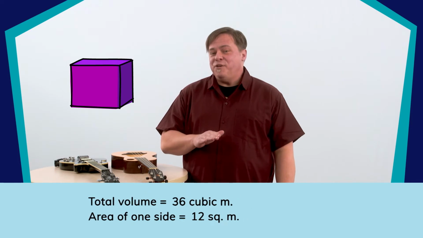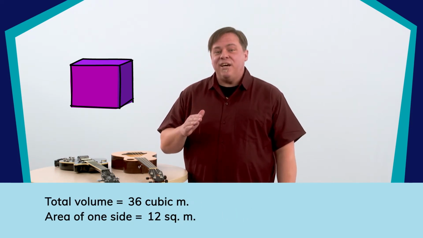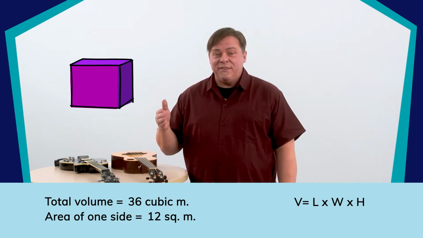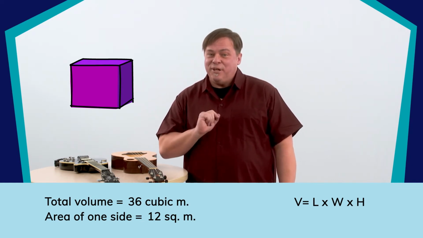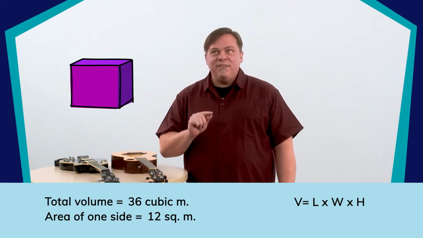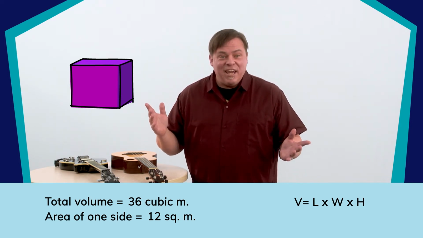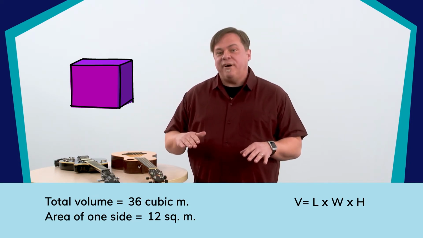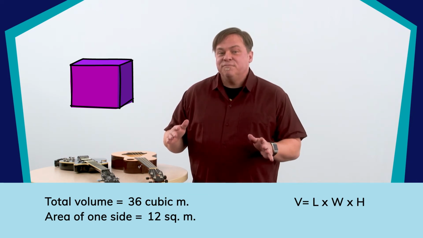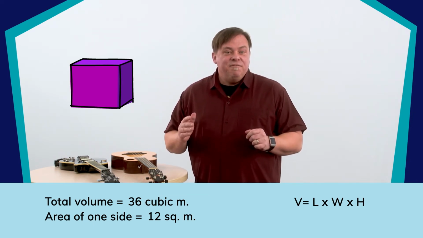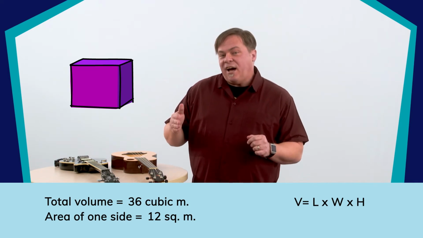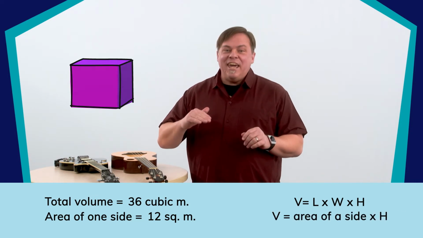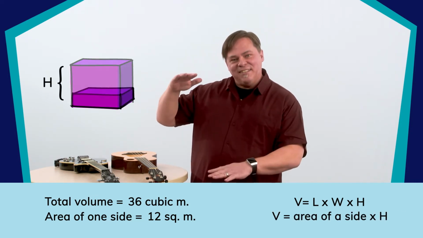When we look at our volume equation, V equals L times W times H. In other words, volume equals length times width times height. There's another way we could write that. Length times width, that's the same as area. If we have a rectangle, we determine the area by multiplying the two sides of the rectangle. So, instead of volume equals length times width times height, we could think of the volume equation as volume equals area of a side times height.